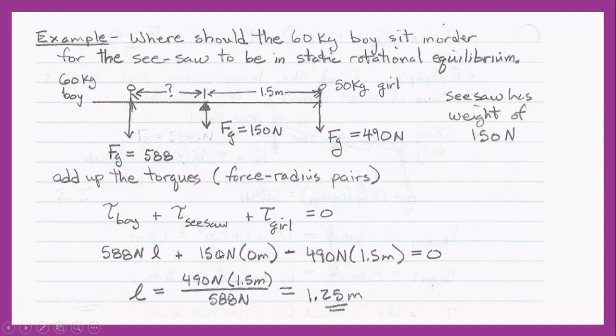So in this case, the seesaw does not contribute a rotating torque, and that's because the fulcrum is at the seesaw's center of mass. If the fulcrum was not at the center of the mass, if it was to the right or left of the center of the mass, then there would be a lever distance, and the seesaw's weight would cause a torque. And we need to subtract 490 newtons times 1.5 meters, which is the girl's torque. The reason we're subtracting that is if you look at this force, the girl's force of gravity, it will cause the seesaw to rotate in the clockwise direction, and that's a negative torque. We can rearrange this equation to solve for L, and we find out that the boy should sit 1.25 meters from the fulcrum to put this seesaw system in static equilibrium.